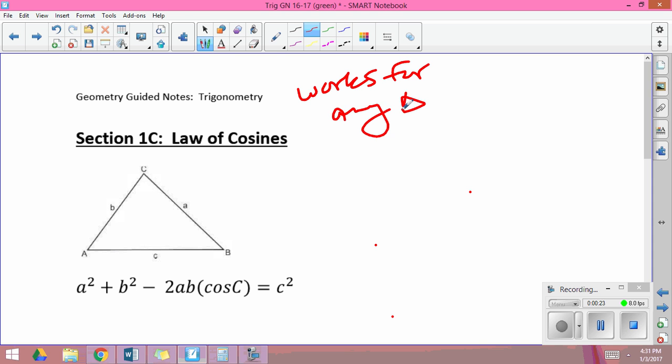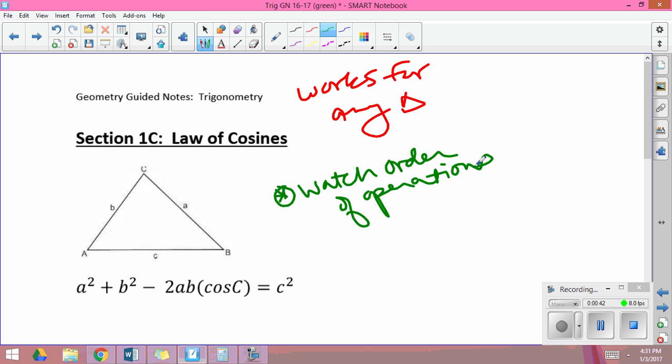Works for any triangle. So this one has a little bit more algebra involved, and you have to be really, really careful with your order of operations. But sometimes we have to use this because we don't have the right combination of opposite angles and sides to use the law of sines. Frankly, yes, we always want to use the law of sines when we can, but sometimes we don't know the right combinations and so we can't.